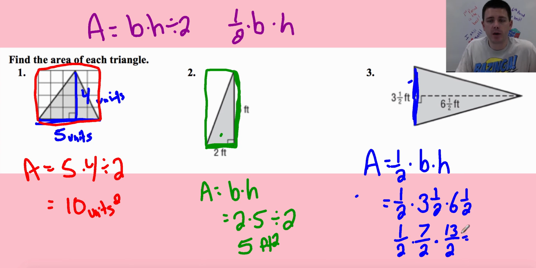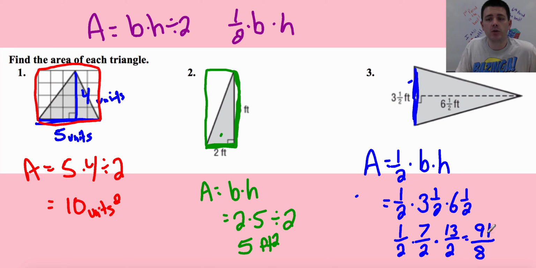Multiply our numerators, multiply our denominators, simplify. 1 times 7 is 7. 7 times 13 is 91. 2 times 2 is 4. Times 2 is 8. Now, improper fraction. Got to change it back into a mixed number. But notice we don't need to divide by 2 because we already multiplied times 1/2. That does the same thing.